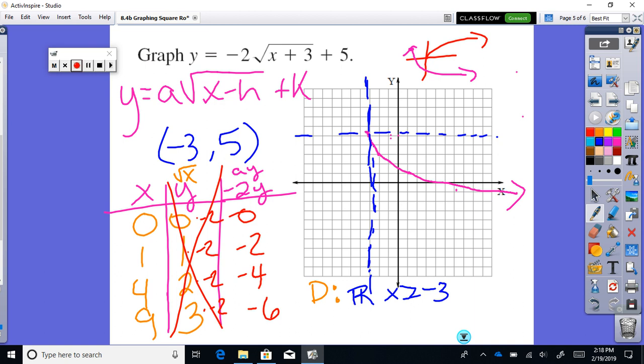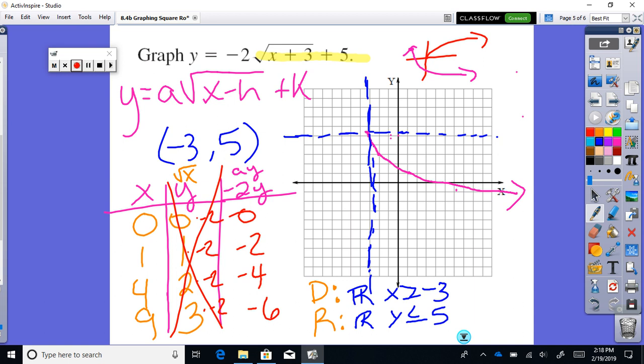If we look back up to our function, if we plugged in anything smaller than -3, you'd get a negative under the square root. So that's why our x has to be -3 or more. And then if we look at our range, it's all real numbers except that all of our y values are below 5, less than or equal to 5.